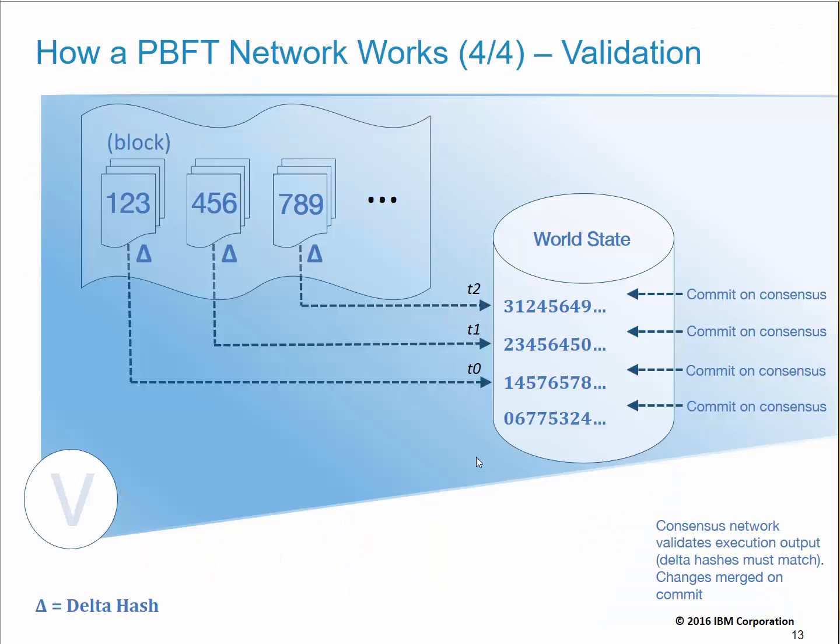The final stage is validation, and during this stage the consensus protocol is run in order to reach agreement as to what the final changes should be, and once there's agreement reached, those changes are actually committed to the public ledger and to the world state. A special hash called a delta hash is used to validate that the various participants in the consensus network actually do agree on the same end results for a given set of transactions.